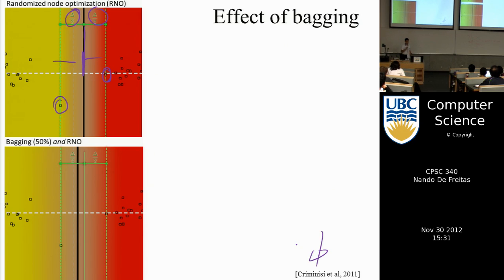If you do bagging, we observe the following thing. The decision boundary moves. It moves to the left. It moves to be more in the middle of the two big clumps of points. It's not the max margin decision. Is this good or bad? Good for avoiding outliers. If you have outliers, your boundary is insensitive to them.